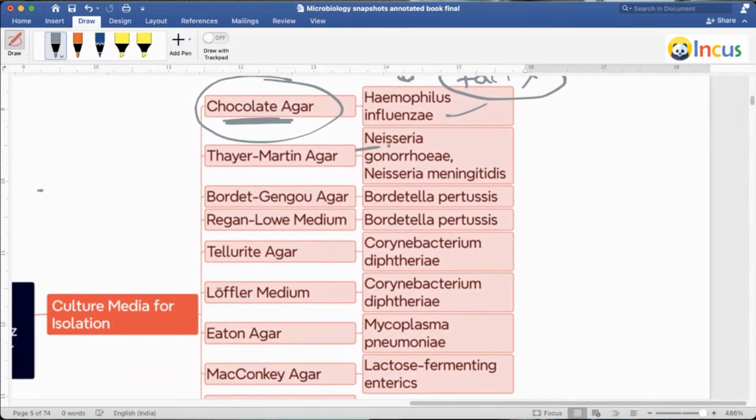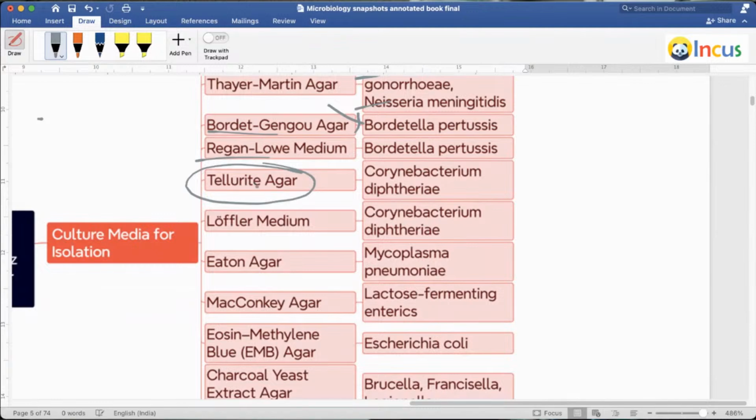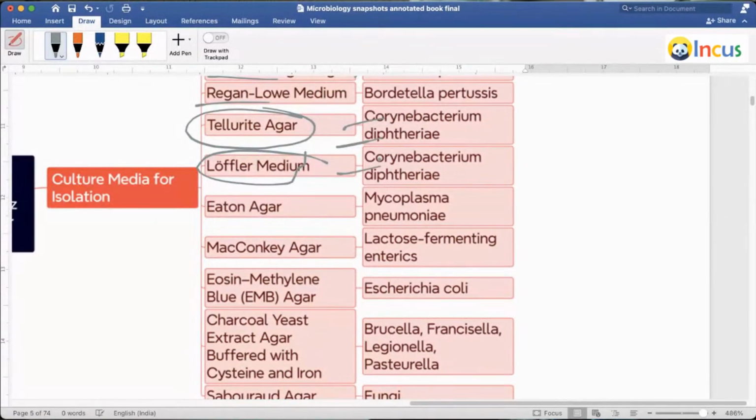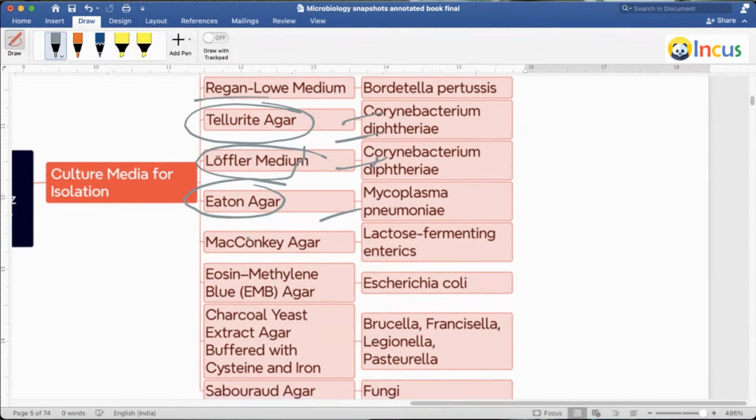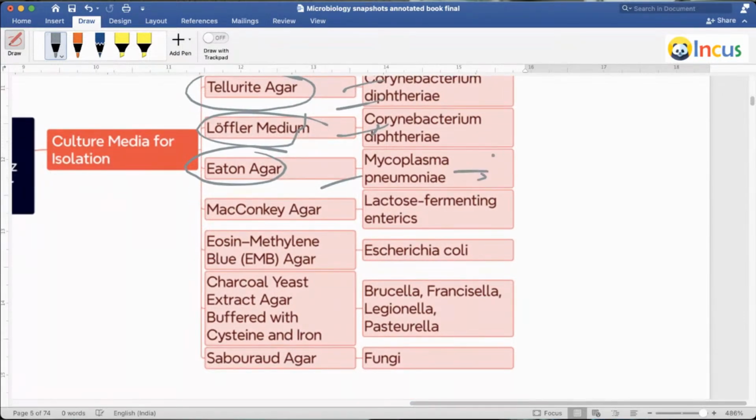Thayer-Martin for the Neisseria, both the types of Neisseria. Bordet-Gengou, Regan-Lowe for the Bordetella pertussis. Tellurite agar for the Corynebacterium diphtheriae. Loeffler's medium, Corynebacterium diphtheriae. Eaton agar. Who ate? Nobody ate. Eaton agar, Mycoplasma pneumoniae. So Mycoplasma pneumoniae, remember, fried egg colony appearance.